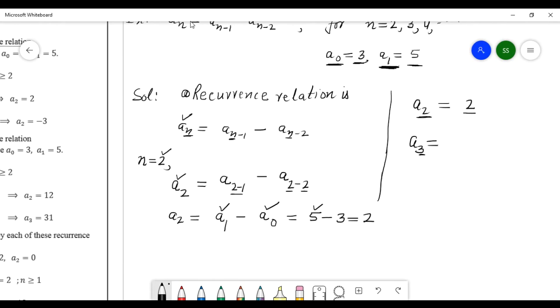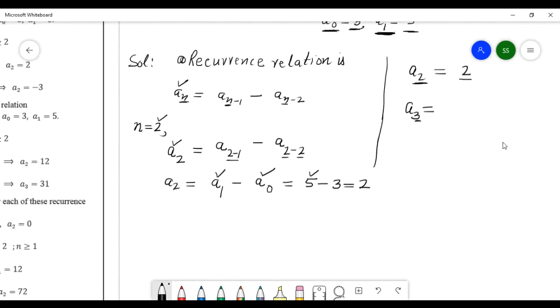Okay. Now you have to find this A3. Take n equal to 3. So here in the recurrence relation, n is 3. What will happen here? Here n is 3, so 3 minus 1, and here minus a, n is 3, so 3 minus 2. Right? Equal to what?